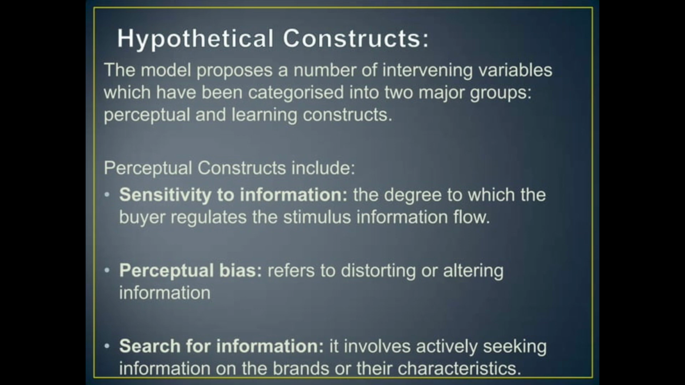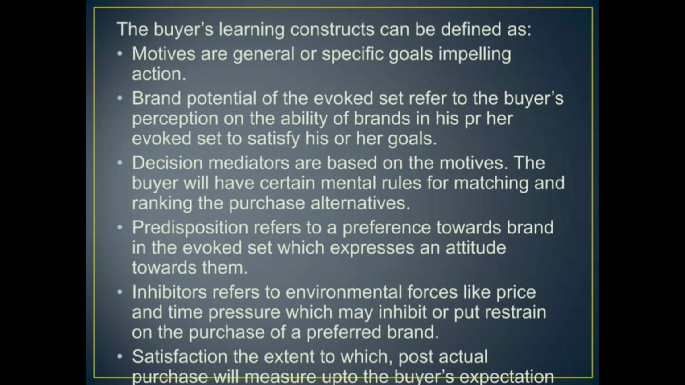two major groups: perceptual constructs, and learning constructs. Perceptual constructs are perceptual bias and search for information. Sensitivity to information is the degree to which the buyer regulates the stimulus information flow. Perceptual bias refers to distorting or altering the information, and search for information involves actively seeking information on the brands or their characteristics. The learning construct is motives, general or specific goals, symbolic action, and decision mediators.